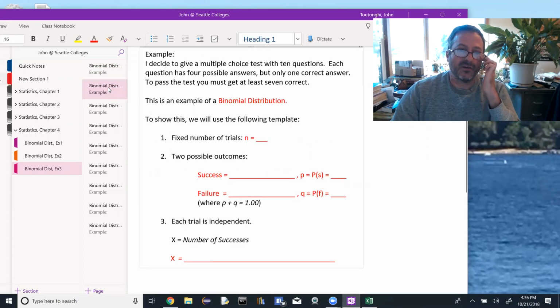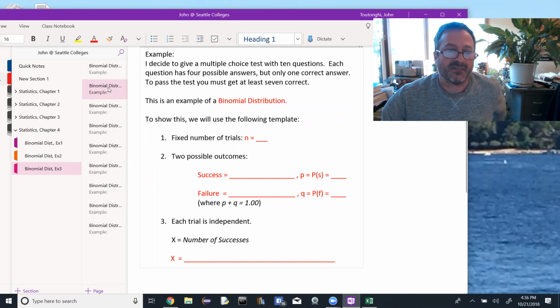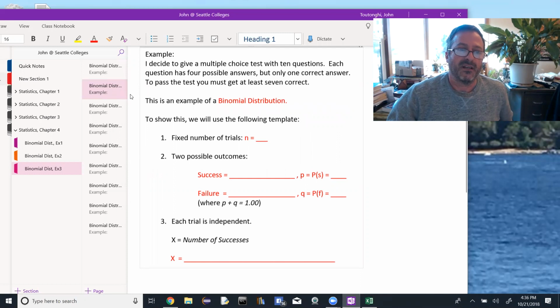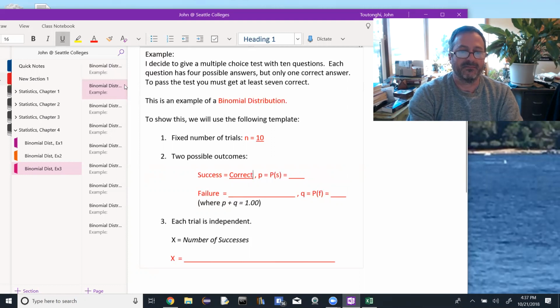And we have to show that it is a binomial distribution by satisfying these things. Usually on the test I'll have some form of short answer where you fill in these blanks to show that you've successfully shown it is a binomial distribution. So in this case, N, the number of trials, is 10, the number of questions on the test. A success is that the student got the question correct.